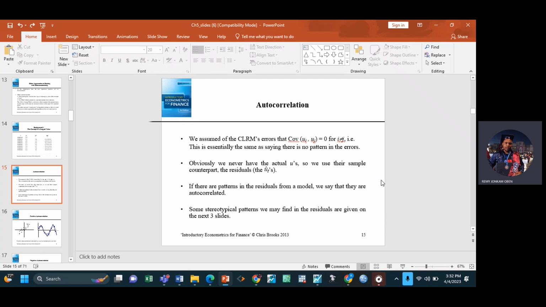We can use the Durbin-Watson test to test for autocorrelation, right? You know the Durbin-Watson test statistic ranges between 0 and 4. If it is around 2, it means there is no autocorrelation. But if it is far from 2, that is closer to 4 or closer to 0, it means we have autocorrelation, right?